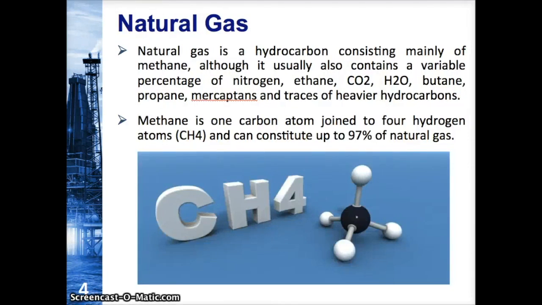Okay, let's get started here. Natural gas. The first thing that's going to screw you up is the interchangeable usage of the words natural gas and methane in the books and literature. So you really have to understand what they're talking about in context.